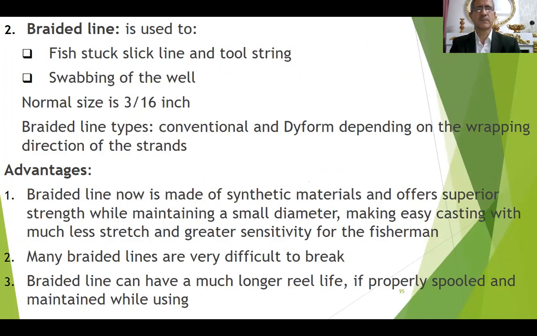Braided line types, we have conventional and diform, depending on the wrapping direction of the strands. We saw it just a while ago. Advantages, it is made of synthetic materials, hard materials, and offers superior strength while maintaining a small diameter. Many braided lines are difficult to break. This is an advantage. A braided line can have much longer life.